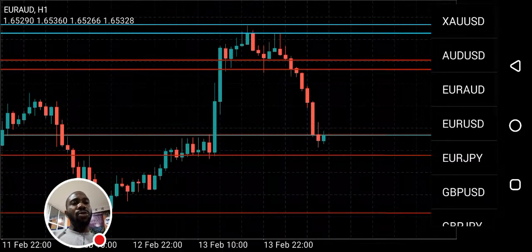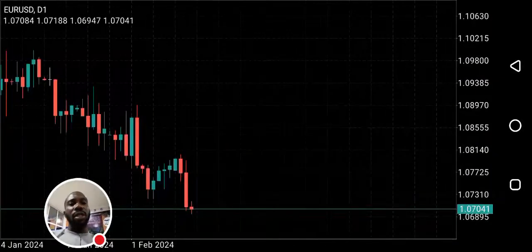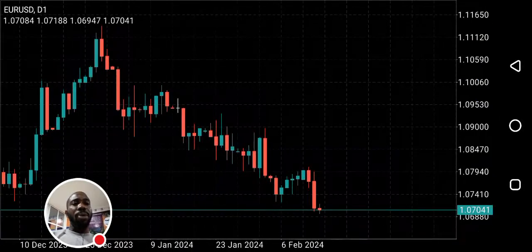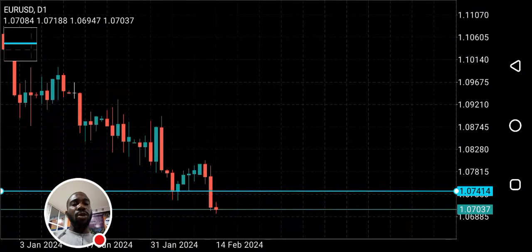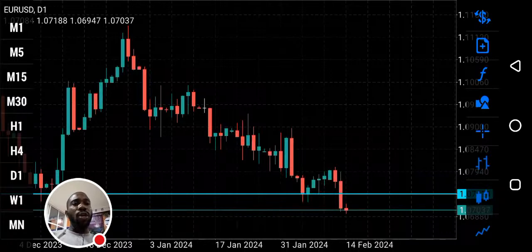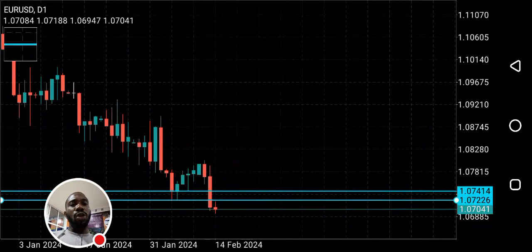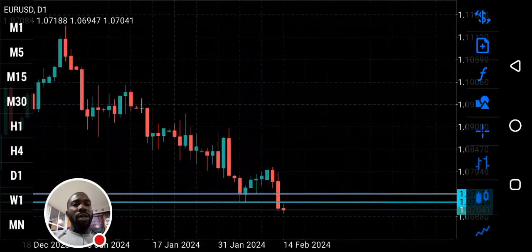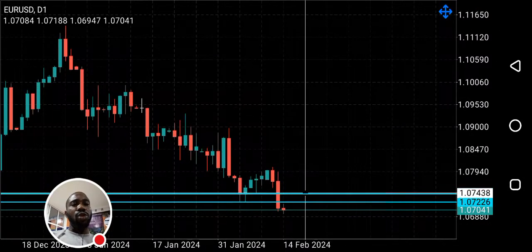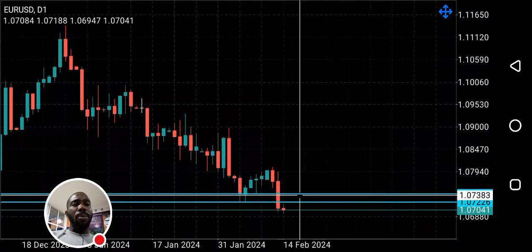Then let's move to Euro USD. My bias on Euro USD is also bullish. Let's start with the daily. Yesterday there was a breakout from a support, and I think the reason price broke out from that support was to clear liquidity at this previous equal low. I think that's the reason for that breakout. So for one to buy, you should wait for price to close above this zone.